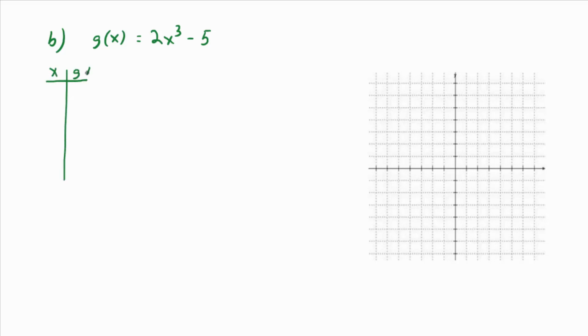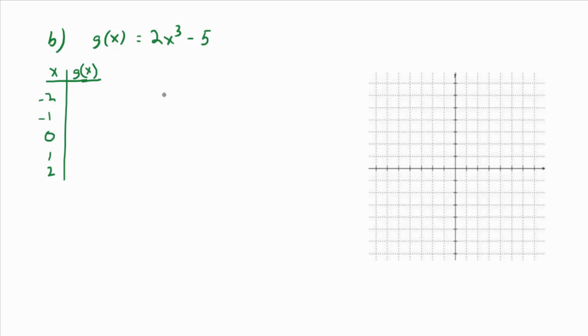X, in this case, the output's g of x. It's a relatively simple, they call it a cubic function when it's degree 3. It's a relatively simple cubic function. 2x cubed minus 5. What kind of x values would work to plug in maybe? 0, maybe 1 and 2, and then how about -1 and -2?